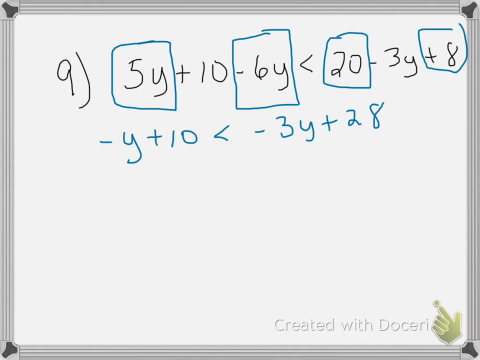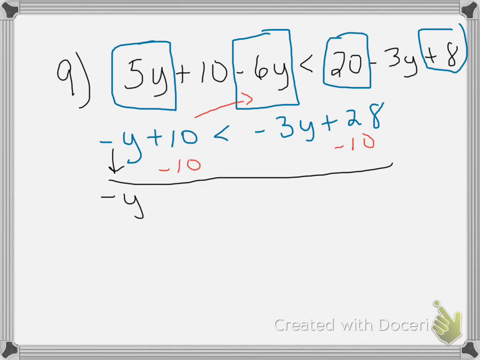Just like we did with tennis, or like we did with equations, I'm going to serve the easy one over. So instead of plus 10, I'm going to say minus 10 to both sides. I'll bring down my negative y. Plus 10 minus 10, that's a zero pair. Then I've got negative 3y, and on the other side I've got plus 28 minus 10, which is a plus 18.